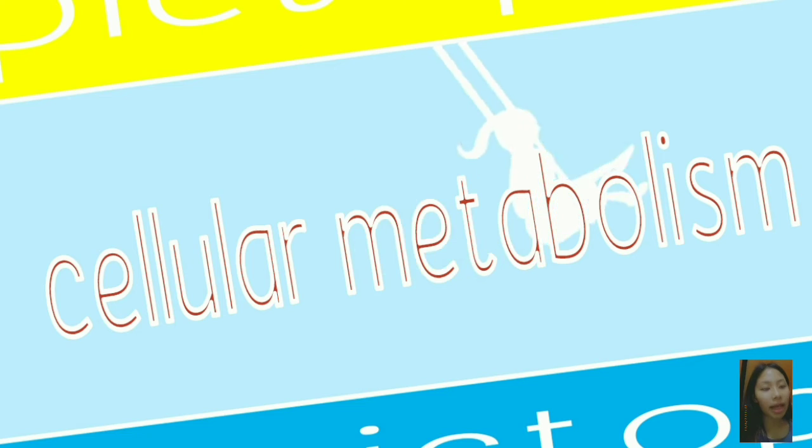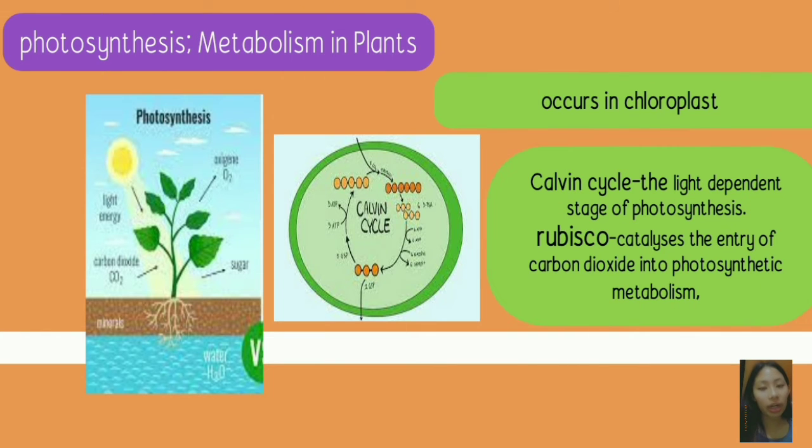So cellular metabolism happens in different organisms. For plants, it is called photosynthesis, which occurs specifically in the chloroplast. Since it is a light-dependent process, the Calvin cycle occurs in the light-independent stage of photosynthesis. Rubisco is what catalyzes the entry of carbon dioxide into the photosynthetic metabolism.